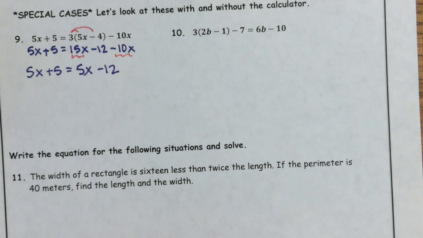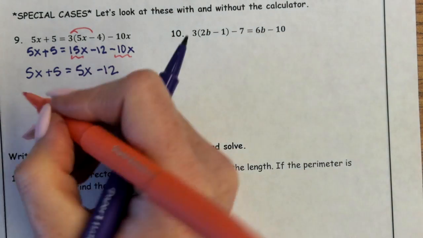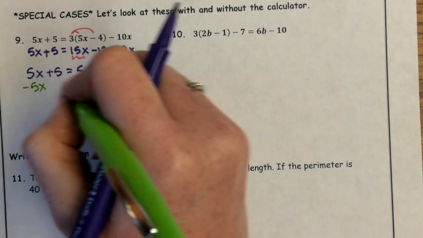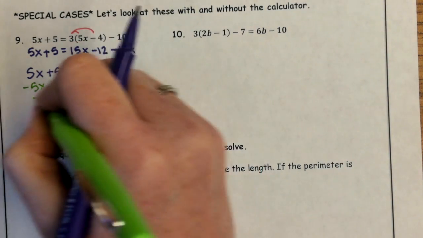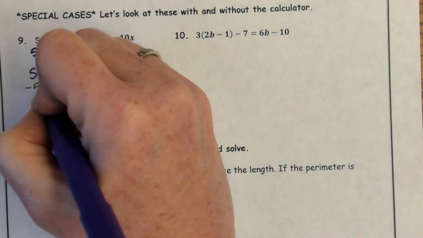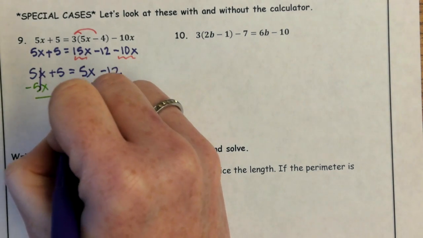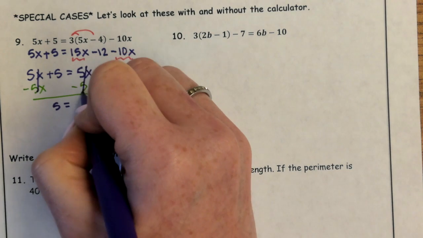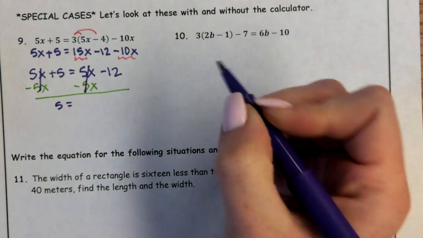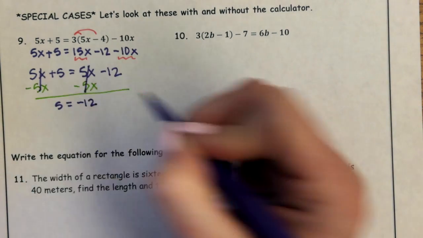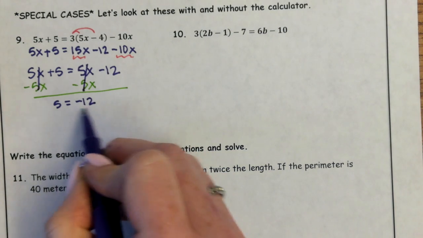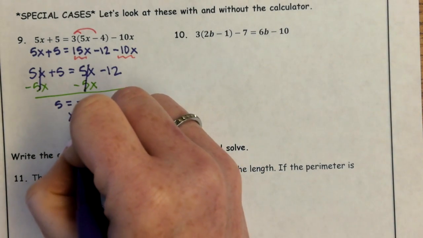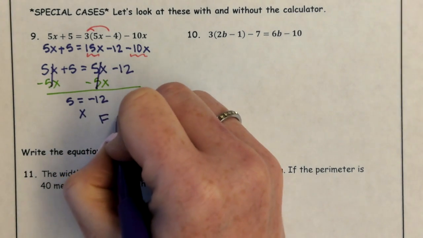Okay, now I'm going to move those x's to one side. So that's a positive 5x, so let me go ahead and subtract it. 5x minus 5x is gone. I'm left with 5 equals, whoa, 5x minus 5x, didn't that just become 0? So then I'm only left with negative 12 on that side. Is that a true or false statement? Does 5 equal negative 12? No, that is a false statement.